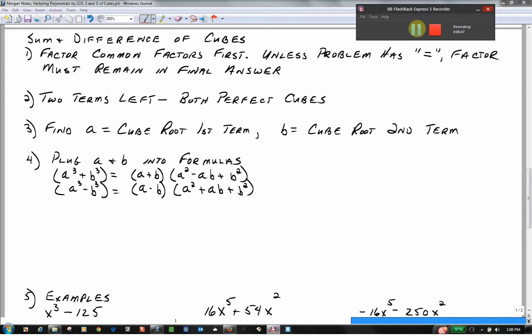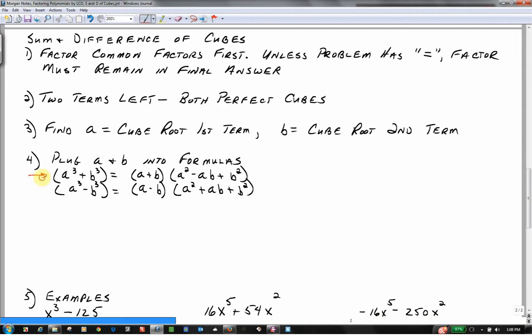Okay, so the first one is called the sum of cubes. It would be if I see a perfect cube plus a perfect cube. When I see that, it will break down into this formula right here. And you have to memorize that. I won't give you that. So you'll memorize that. One thing to note is you see this squared term right here. This is a squared term.